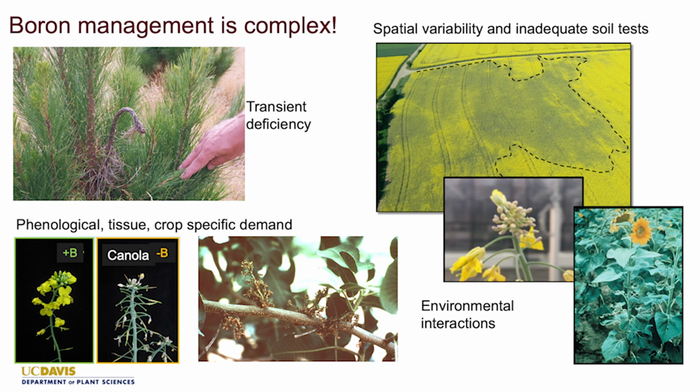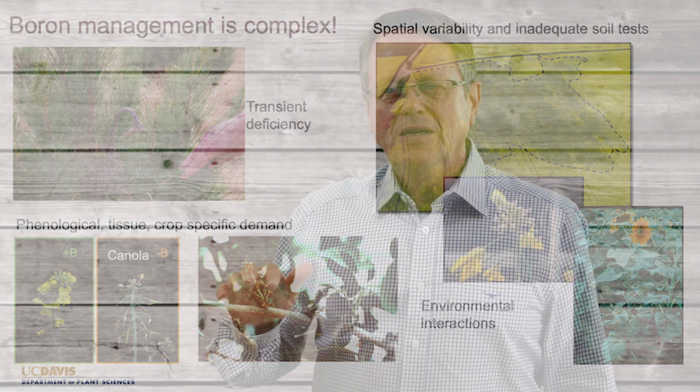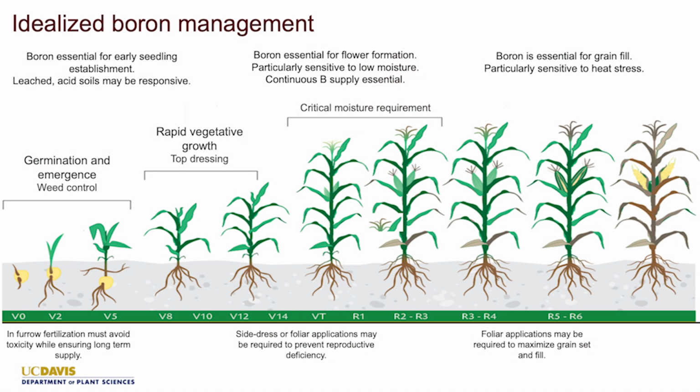So it might sound like a particularly daunting task, but as with any agronomic and fertilizer management, it's about thinking about your particular cropping system. So there's an example here of corn and an idealized boron management strategy, or the way you should think about it. Obviously, at germination and emergence, boron is essential for that early seedling growth.